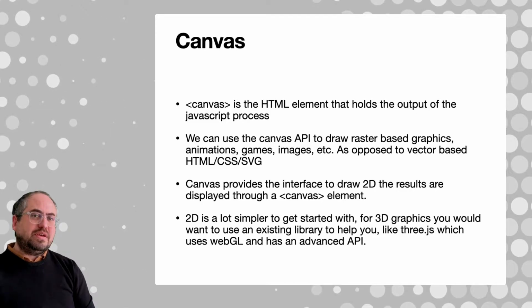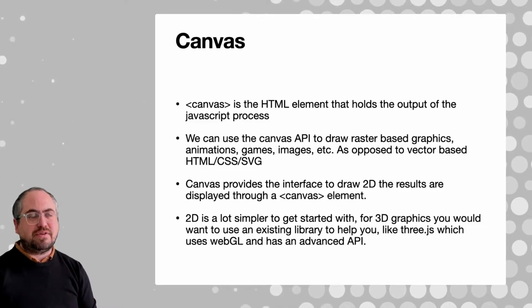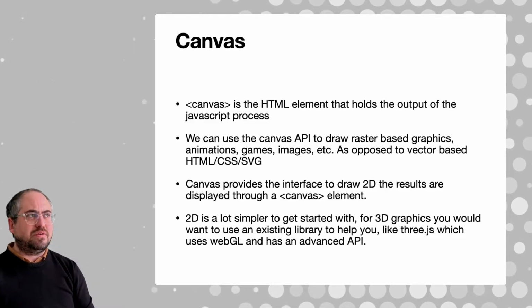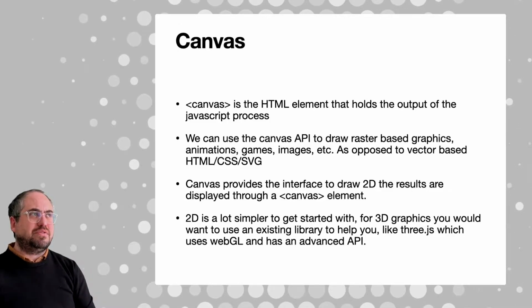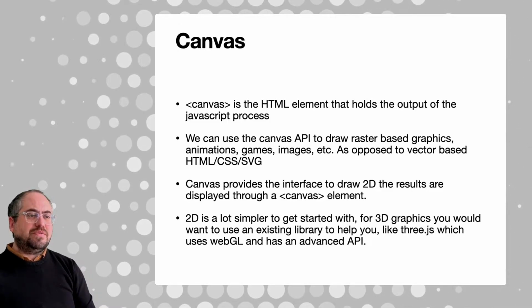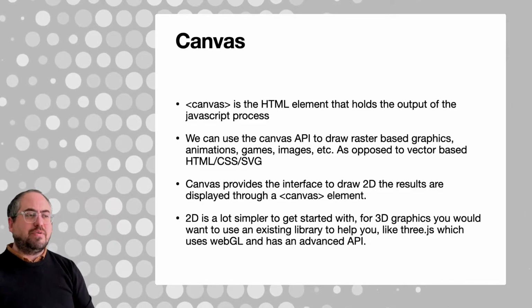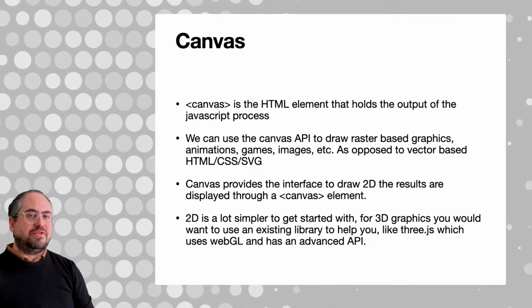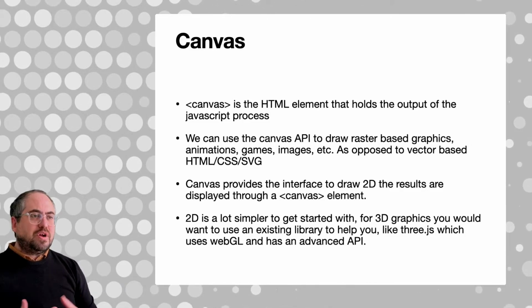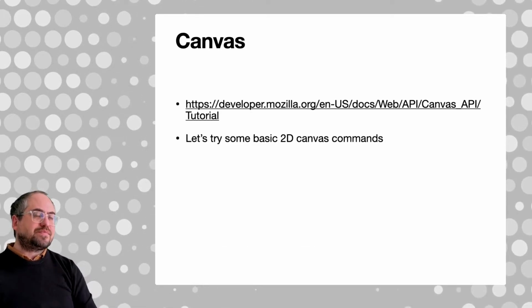So 2D is a lot simpler than 3D, of course, as we've seen with 3D CSS transitions and stuff like that. There's a lot more to think about when you're doing those in three-dimensional space. So if you were going to do something around 3D stuff, you'd probably want to use an existing library that uses something like WebGL, like Three.js to get started with that. But we're going to be looking at first at just getting started with some basic Canvas stuff.